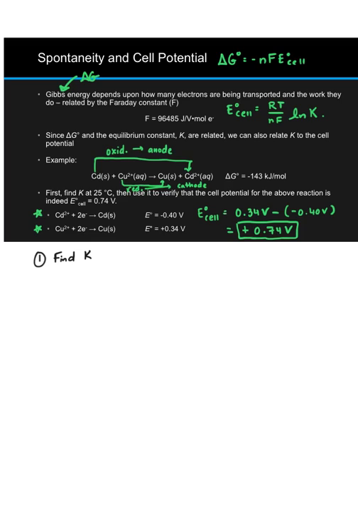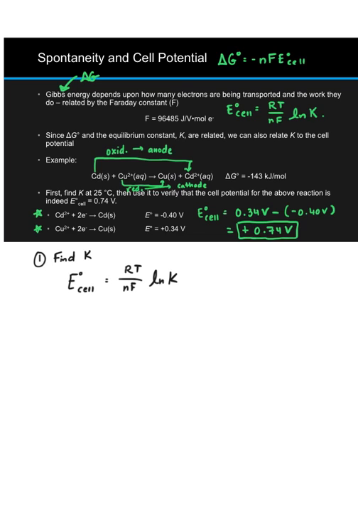So let's find the equilibrium constant for this reaction at 25 degrees Celsius. To accomplish that, we'll use the most recent equation that we've come up with, the standard cell potential as a function of equilibrium constant. E cell is equal to RT over nF times the ln of K. In this equation, R, T, and F are either constants or given. We're going to have to figure out n, the number of moles of electrons transferred.